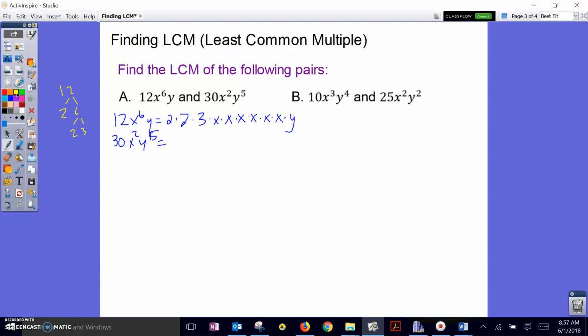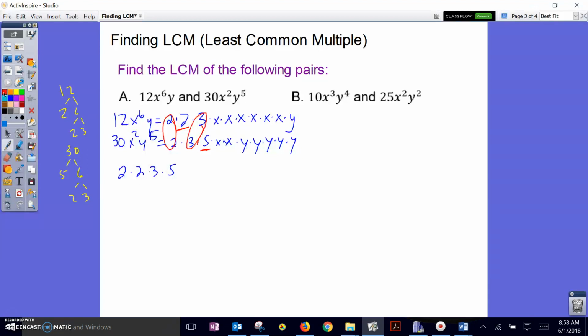And 30 breaks down as, let's see, 5 times 6, and 6 is 2 times 3. So 2 times 3 times 5 times x times x times y times y times y times y times y. All right, and so now we're looking for our pairs. We've got a pair of 2's, we've got a pair of 3's, we've got an extra 2, we've got an extra 5. So that turns into 2 times 2 times 3 times 5.